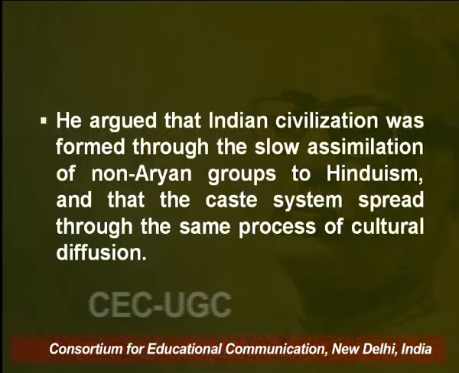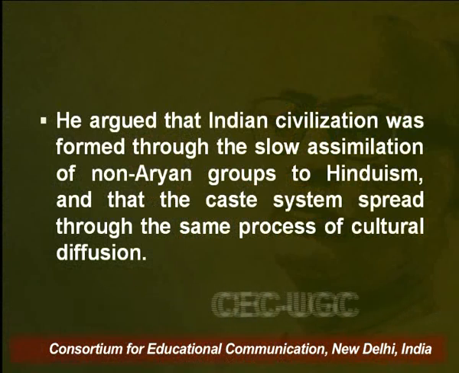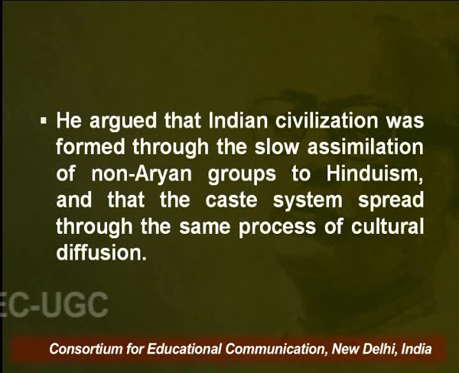So this is the theoretical pluralism of G.S. Ghurye. He is not restricting his study to one particular theory or approach. He is combining, as and when the need required, multiple methods and multiple perspectives to arrive at the study of Indian society. Ghurye argued that Indian civilization was formed through the slow assimilation of non-Aryan groups to Hinduism, and that the caste system spread through the same process of cultural diffusion.